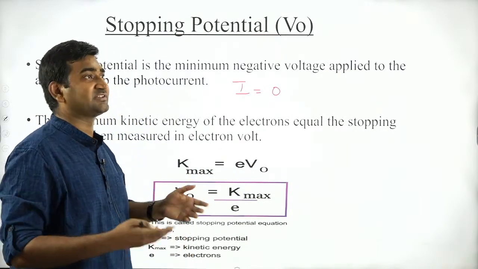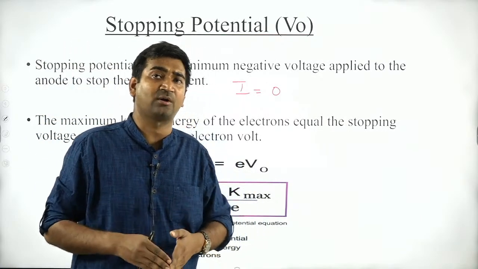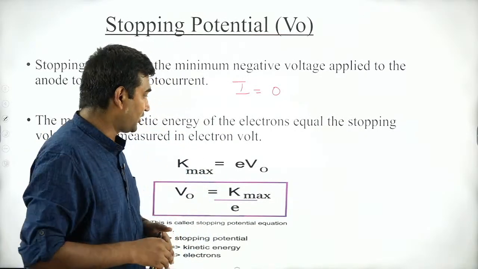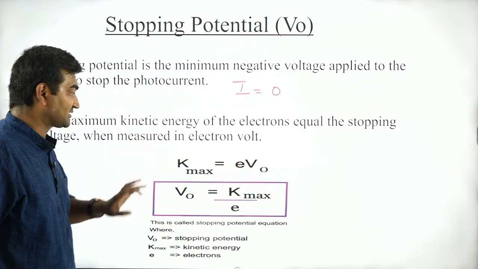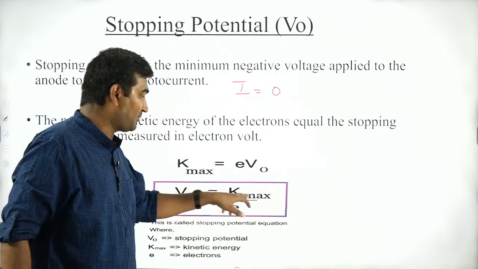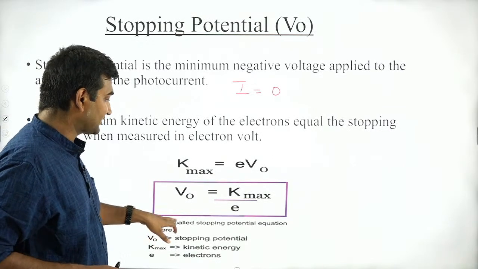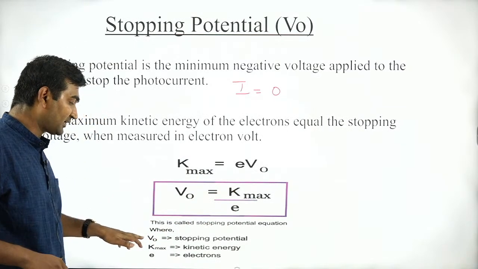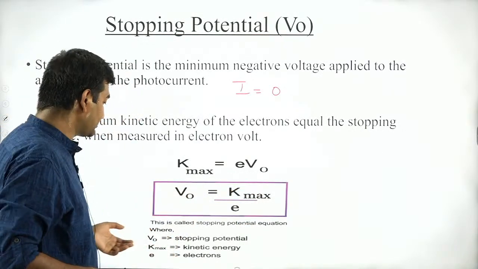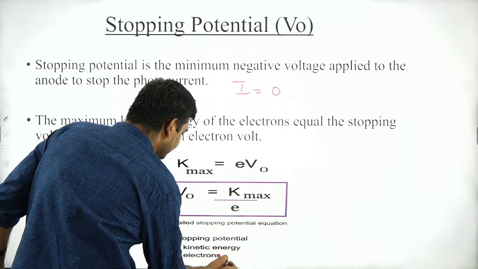If it is equal to this, then V naught will be called the stopping potential. If I say the voltage is V volts, the energy associated with that particle will be E into V in electron volt units. So E V naught will be equal to KE max, and from here you can calculate the stopping potential V naught as KE max by E. This is called the stopping potential equation, where V naught is the stopping potential, KE max is the kinetic energy, and e is the electron charge. It is not electrons, it is electron charge.